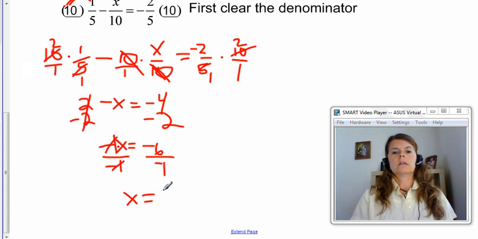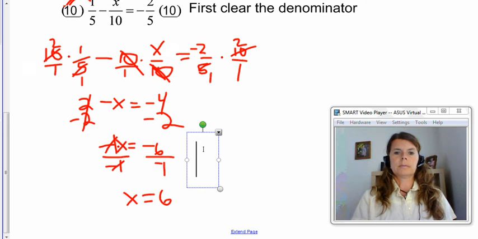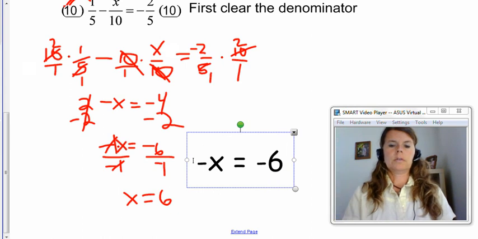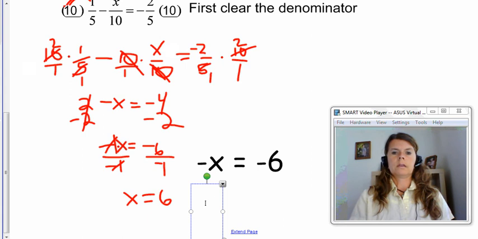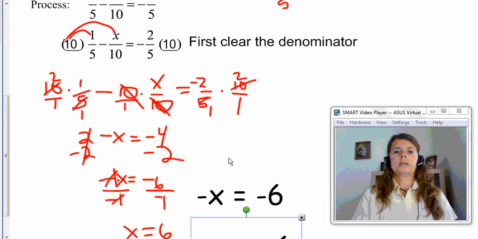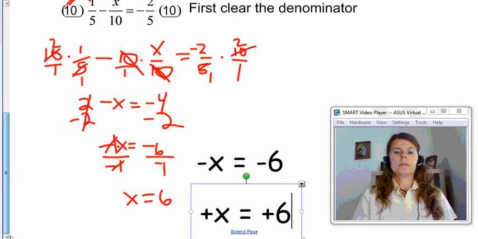Okay, now another way of doing it is sometimes I just like to use logic. So I'm going to actually try typing. This is kind of big. Negative x equals negative 6. And then if you use logic, you say, okay, if a negative x equals a negative 6, then a positive x will equal, guess what? A positive 6. And that's just using logic. And some people are like, oh my gosh, that's so great. I've never heard that before. But some people are like, no, that does not work for me. I would like to just stick with the algebraic method.